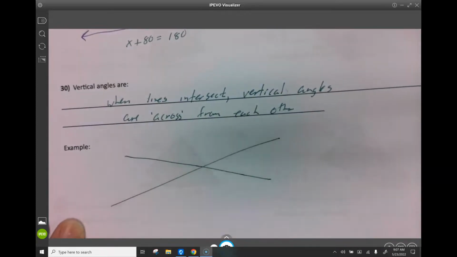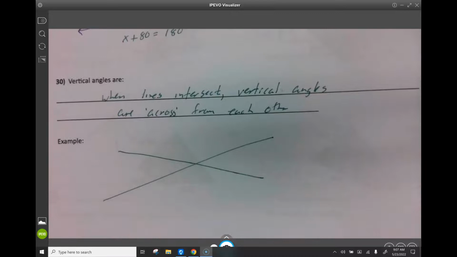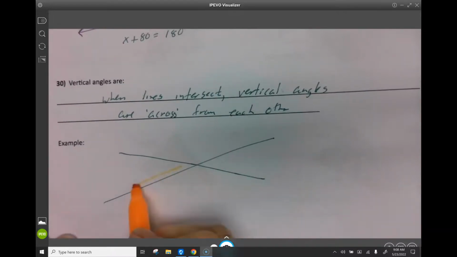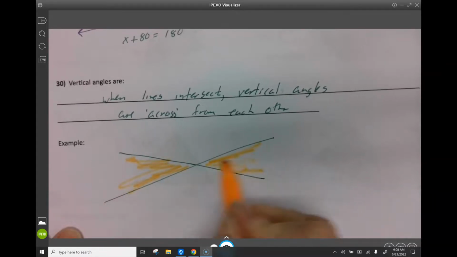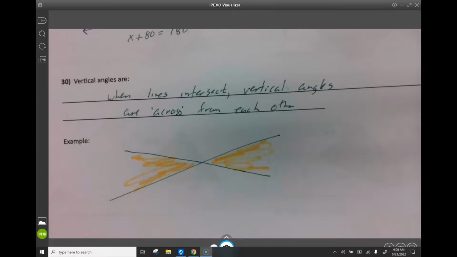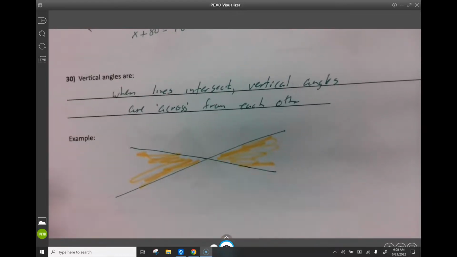So this is a vertical angle right here. This one is a vertical angle with this one right here. Those are vertical angles. But we always have two pairs. So the other pair of vertical angles would be right up here. These would be vertical angles.